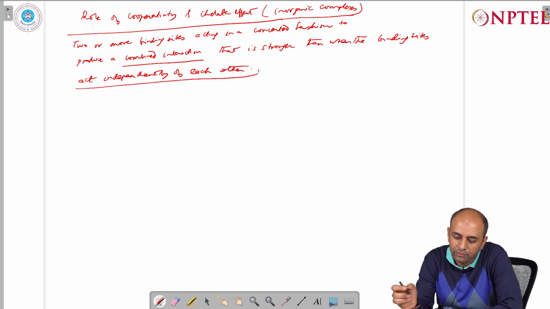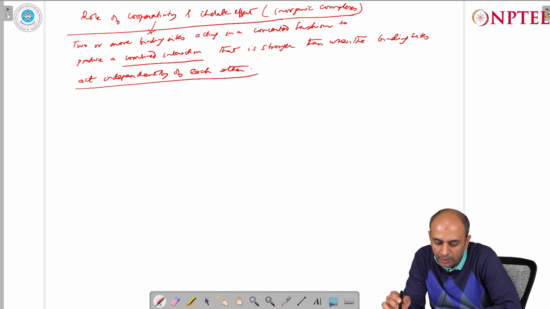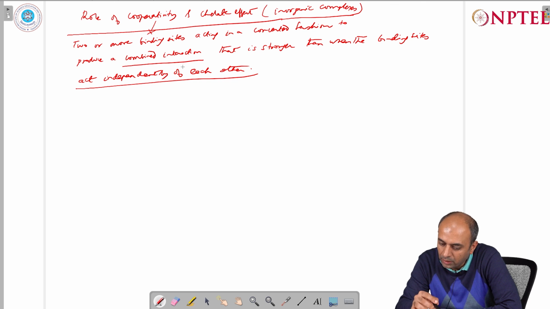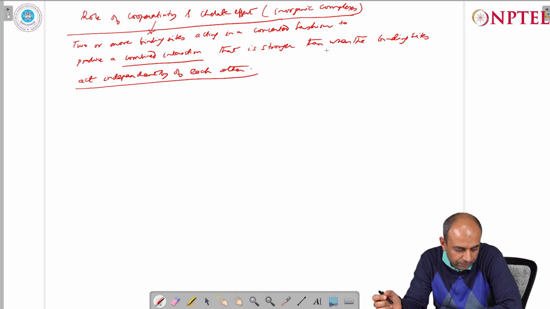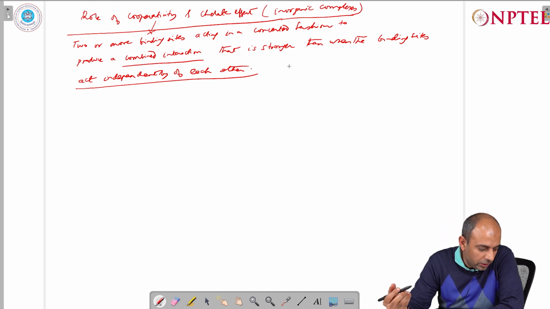This is a very important definition of cooperativity. So, you have got two or more binding sites, and these binding sites at the same time in a concerted fashion produce a combined interaction such that it is much stronger than when the binding sites act independently of each other. So, instead of considering the sum of the individual interactions, it is observed that the combined interactions overall produce a stronger effect compared to the sum of the individual interactions, and that demonstrates positive cooperativity.